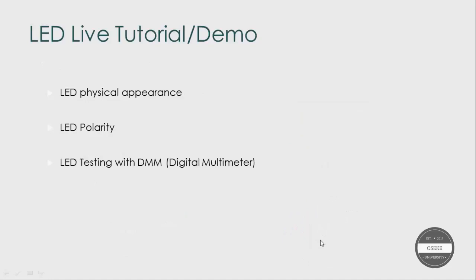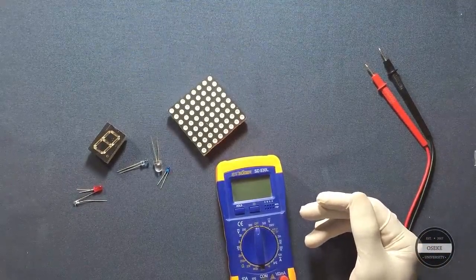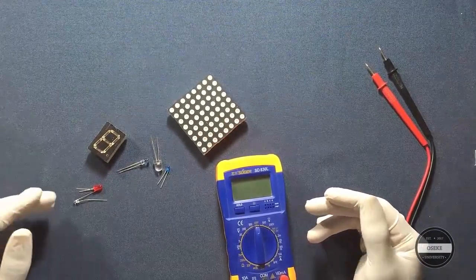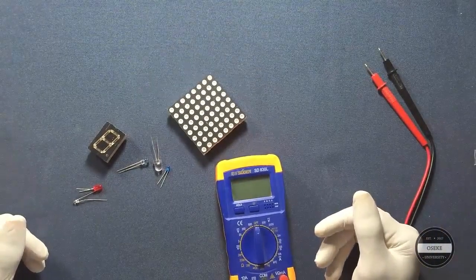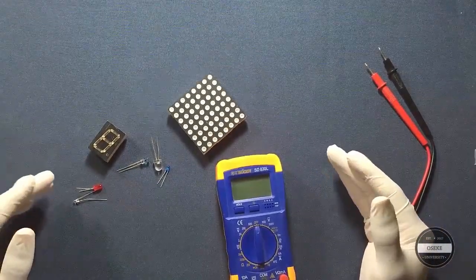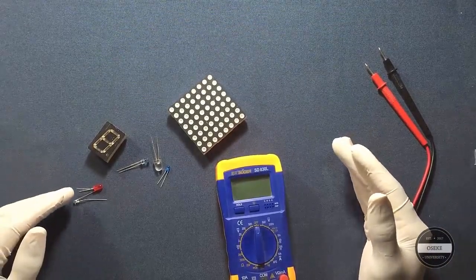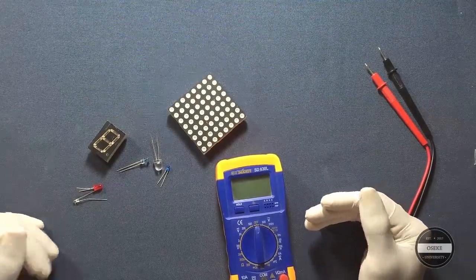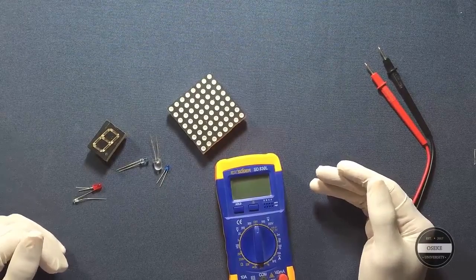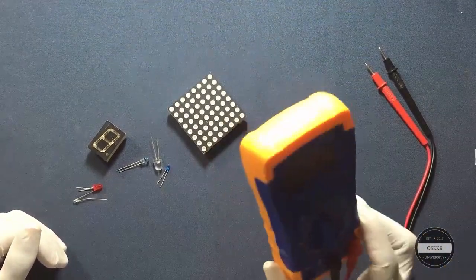Next, you're going to be seeing a live tutorial of these LEDs. In this live tutorial, you're going to be learning about their physical appearance, that's how they look like in real life. You're going to be learning about their polarity, and you're going to be learning how to test them with a digital multimeter. So let's see how much you can learn from this video. All right. So this is the live tutorial for the LED and the demonstration of how the LEDs behave. Here you're going to learn about the physical appearance of LEDs. You're also going to learn about LED polarity. You're going to see it in action. And then you're going to learn how to test LEDs with a digital multimeter.